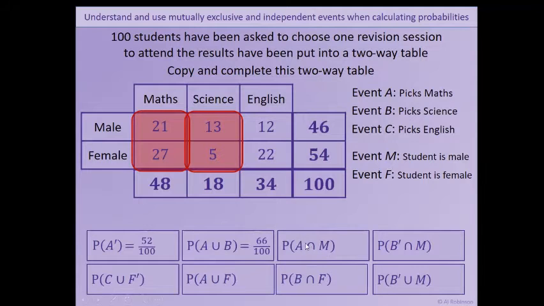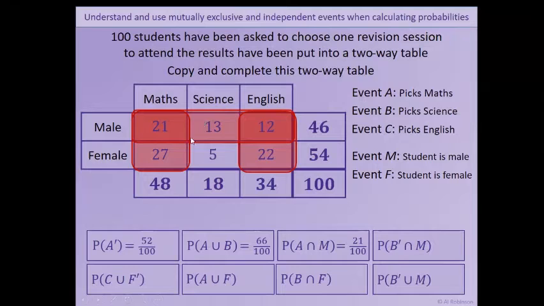Picks A, so A intersect M. So picks maths, but also is a male. So basically boys that have picked maths. So let's have a look. That's going to be 21, okay? So it's only 21.